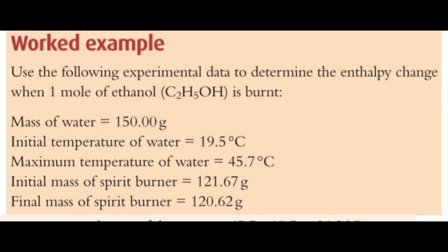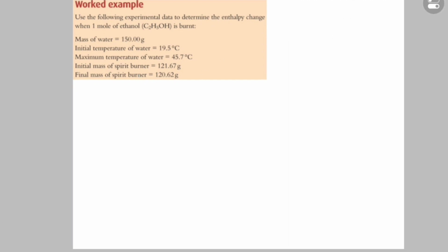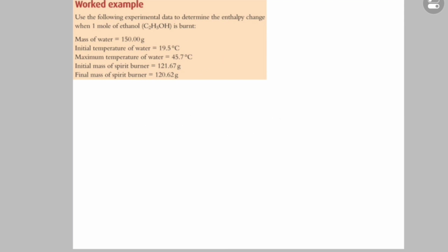We have some experimental data from which we can get the enthalpy change of combustion of ethanol. We have our formula Q equals m multiplied by C multiplied by delta T. We know the m, the mass of water, is 150 grams, multiplied by the heat capacity of water, which is a constant, 4.18 joules per gram per degree Celsius.